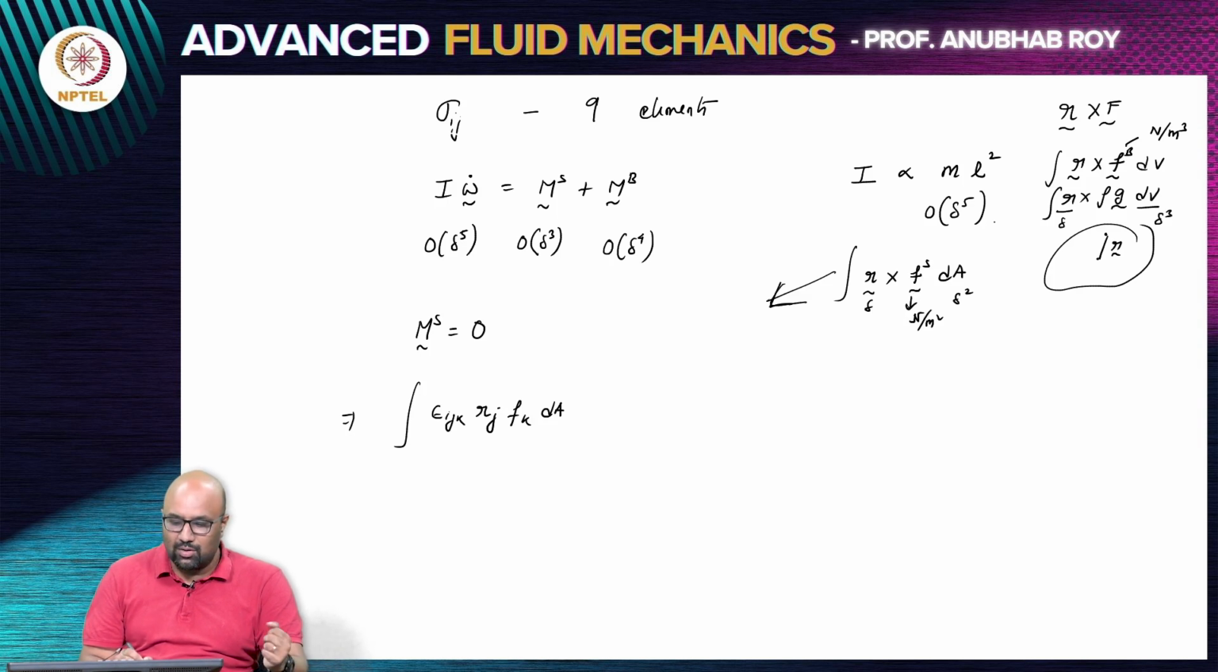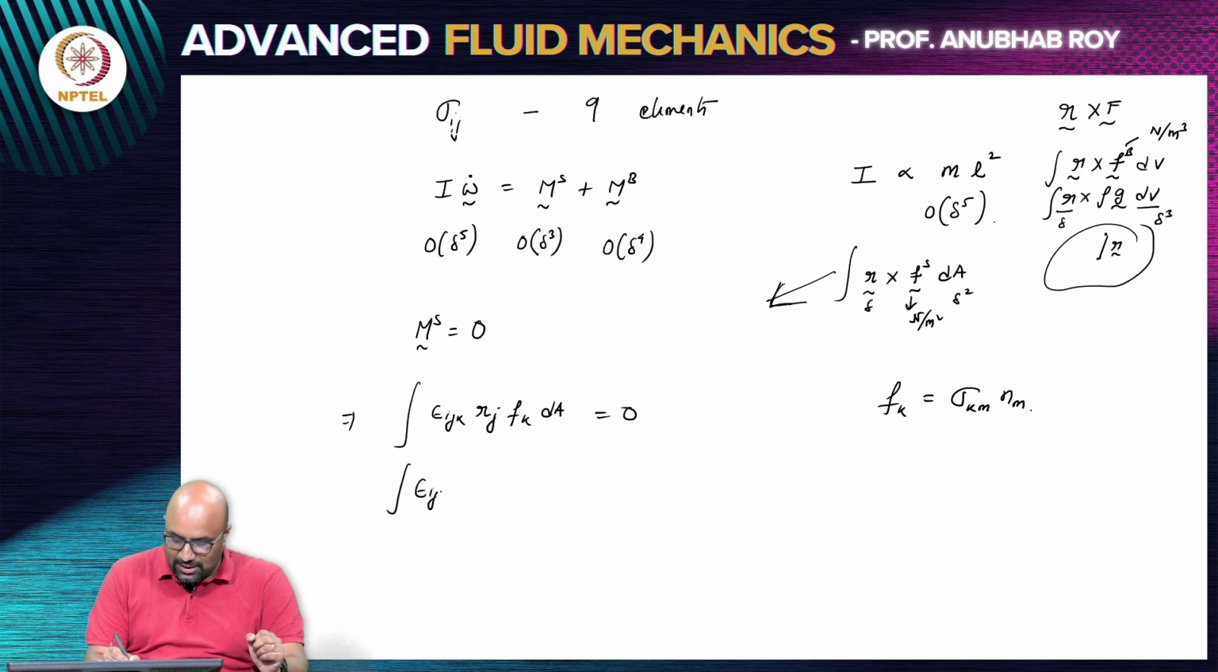But we just encountered what the surface force is. We learned that the surface force Fk is sigma km nm. We learned about the stress tensor, so let's try to use the stress tensor. If you use the stress tensor, then epsilon ijk rj sigma km nm dA should be equal to 0.